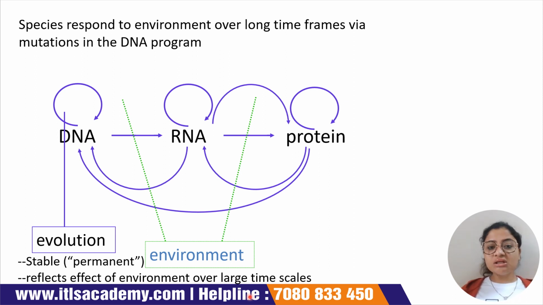Mutation in what? Mutation in the DNA program, again the central dogma, mainly in the DNA or in the genes. Evolution is something which is stable, meaning permanent, not dynamic, and it reflects the effect of the environment over large time scales. As we have seen in Darwin's evolution, different theories are there about how the giraffes got those long necks. It happened over a long period of time because of the influence of the environment. Some environmental changes had occurred, as a result of which evolution took place.